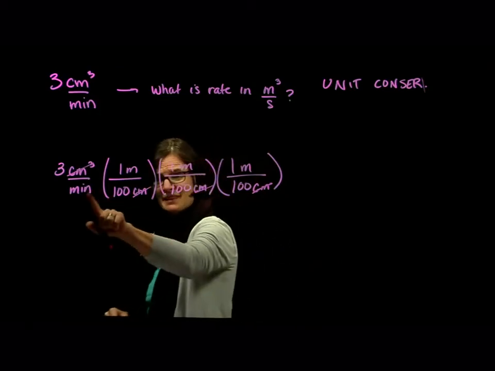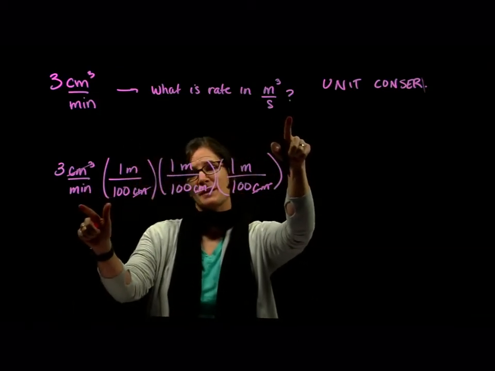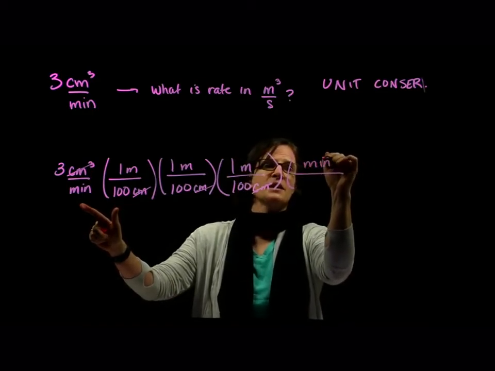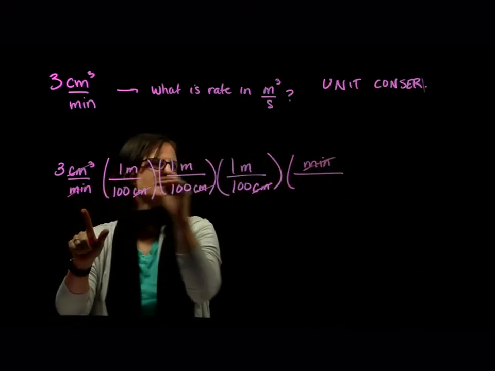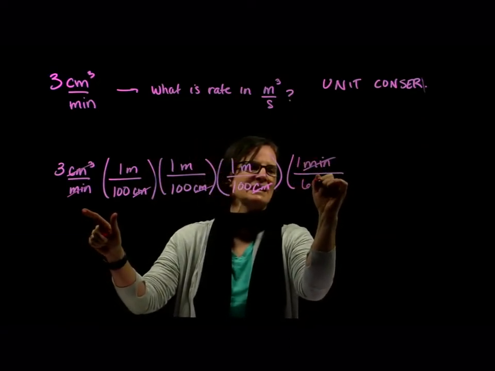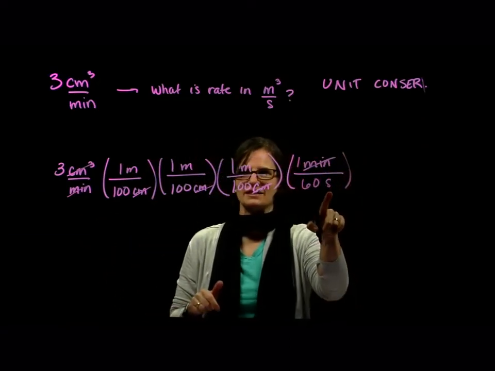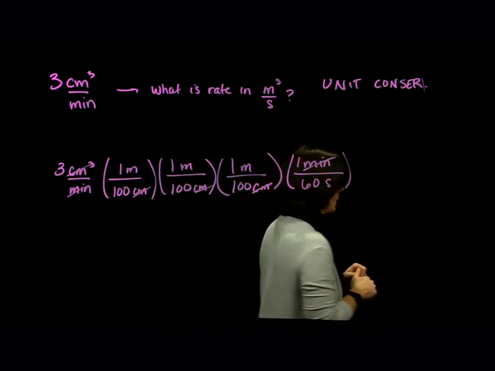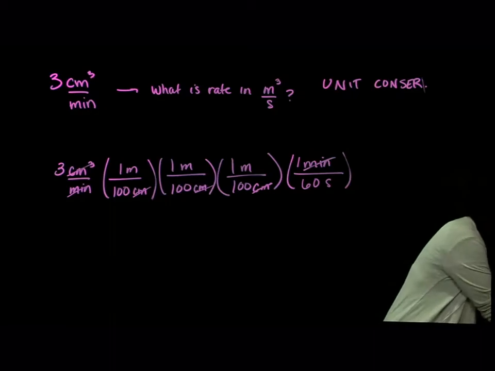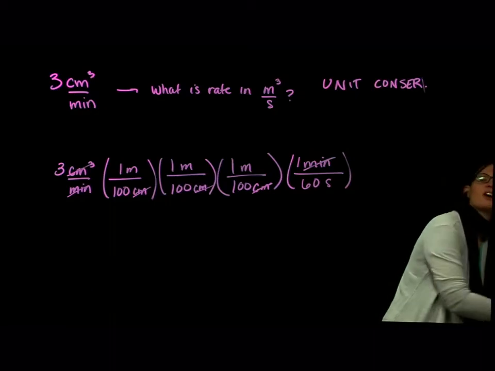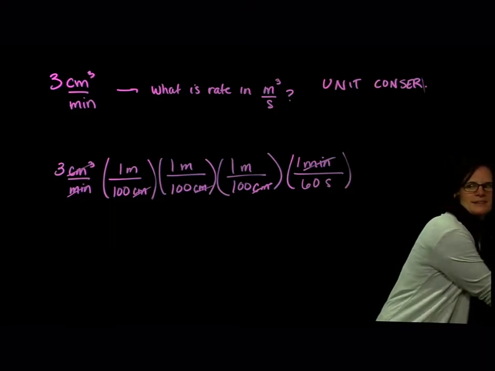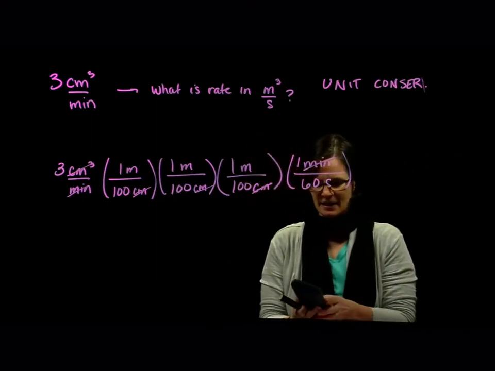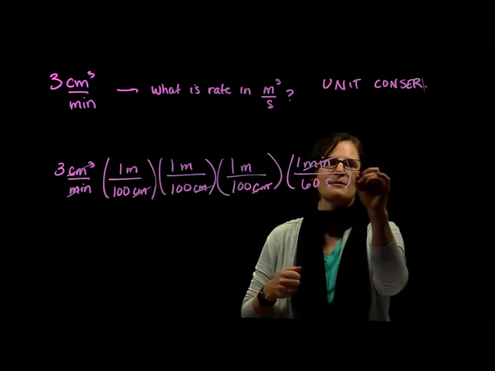Good. Now I need seconds on the bottom. I have minutes on the bottom. All right, well, my minutes are going to show up on the top so that my minutes will cancel. And in 1 minute, I know there are 60 seconds. So I have seconds on the bottom. So let me grab my calculator. Now that I have gotten all of my units in the appropriate spot, I can do the math.